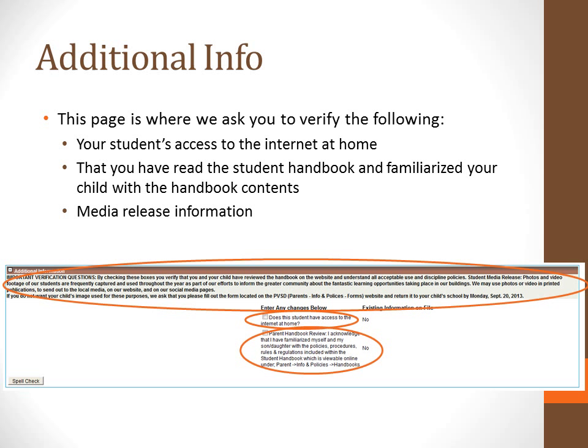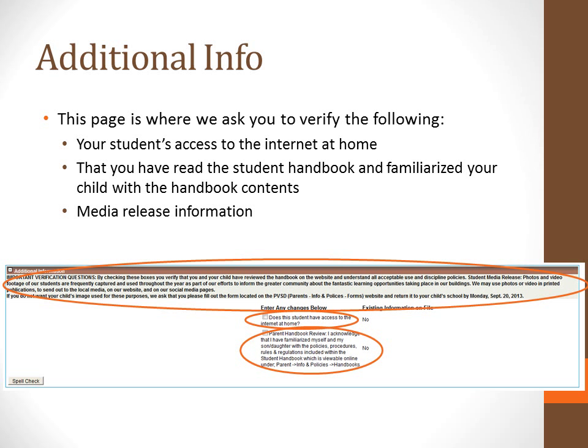Next, we move on to the Additional Information tab. Here, you will be asked to provide us with information about your child's access to internet at home and acknowledge that you have read the student handbook for your child's school. If your child is in high school, there will be an extra box for you to indicate whether or not your student has also read the handbook.